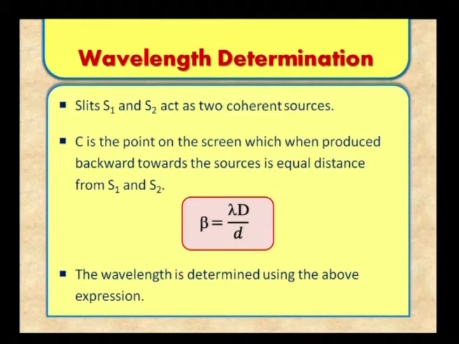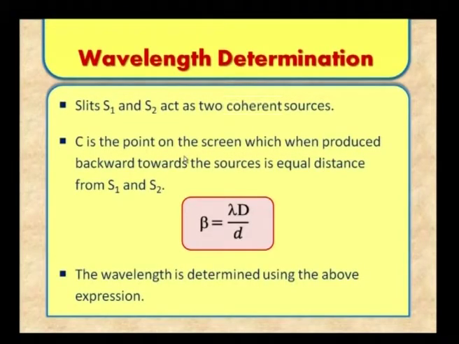C is the point on the screen which, when produced backward towards the sources, is at equal distance from S1 and S2. Here again the fringe width beta will be capital D by small d into lambda, the same as what we saw earlier for the biprism. The wavelength is determined using the same expression, but the method of obtaining two coherent sources using a Lloyd's single mirror is different from that of the biprism.